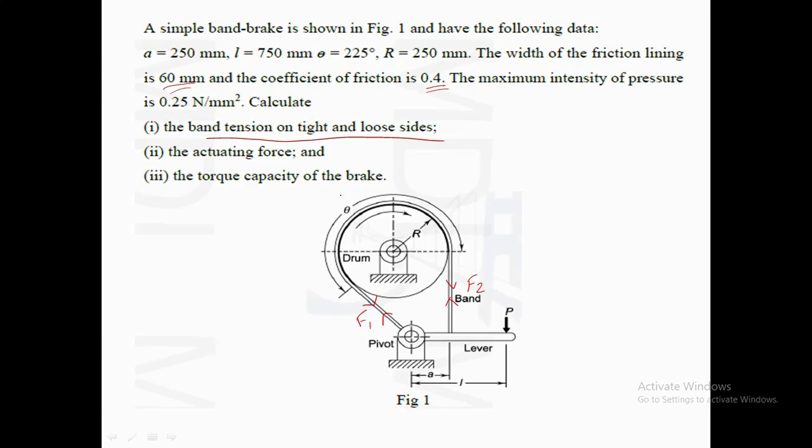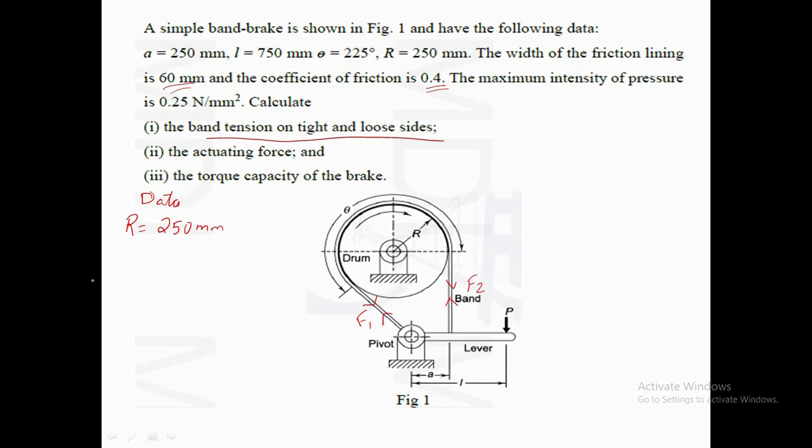Now, when you get a problem, first you should write the given data. So these are the data given. First, the radius R is equal to 250 mm.